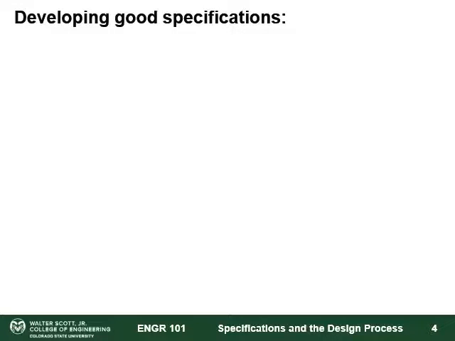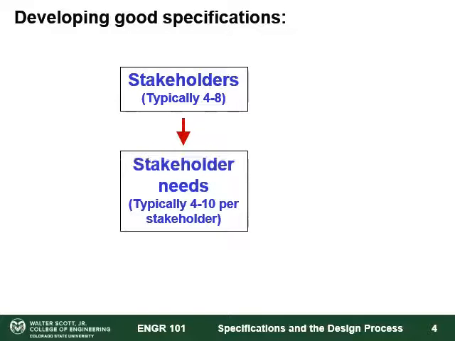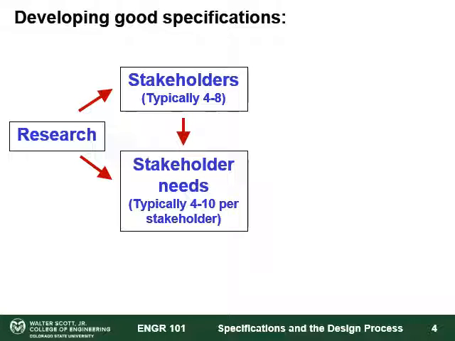Okay, so let's talk about how do you develop good specifications. The process begins by identifying stakeholders. Typically, you're going to have between 4 and 8 stakeholders, and what you need to do for those stakeholders is identify their needs, which is typically going to be between 4 and 10 needs per stakeholder. How do you do that? You do that through the research that you do.